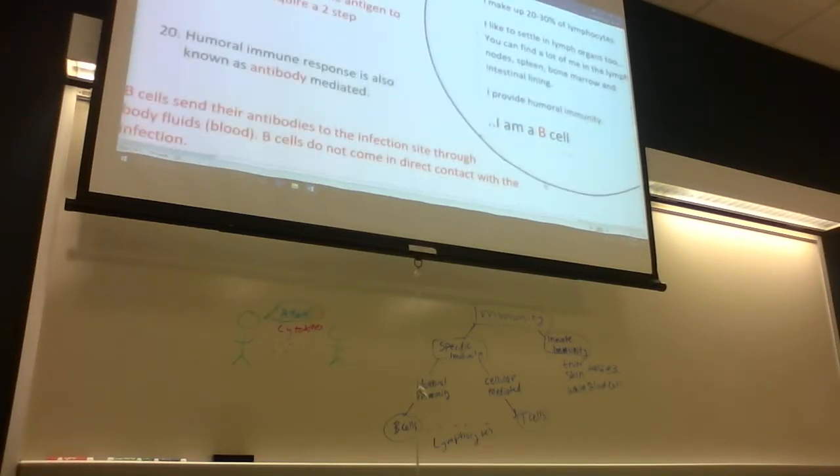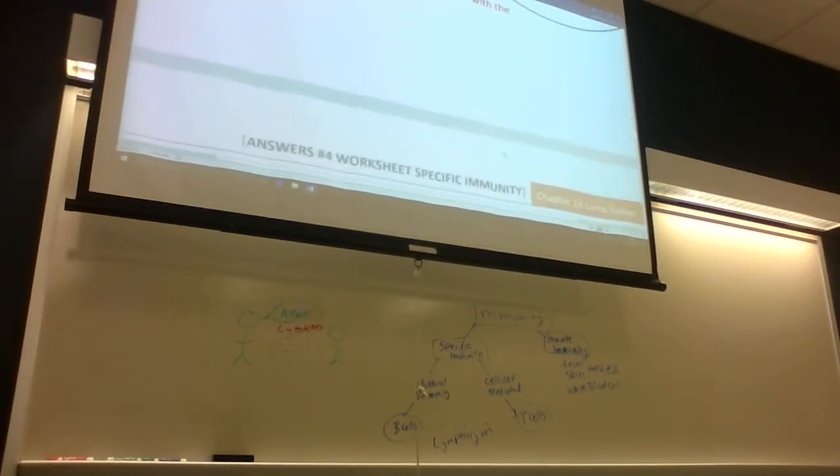Humoral immunity response is also known as antibody mediated. So humoral immunity utilizes the blood. In the blood, there are antibodies. Antibodies are produced by B cells. B cells themselves don't come in direct contact with the threat. They produce antibodies. The antibodies are what kill the bacteria or the virus or the fungus. So just knowing about antibodies.